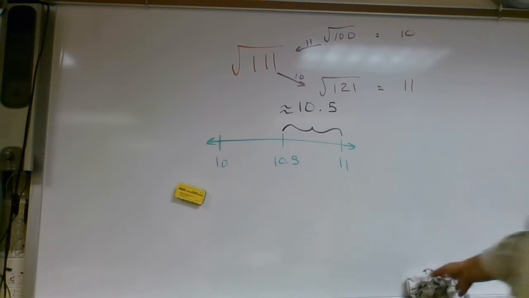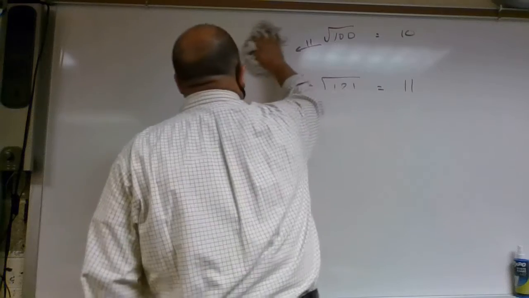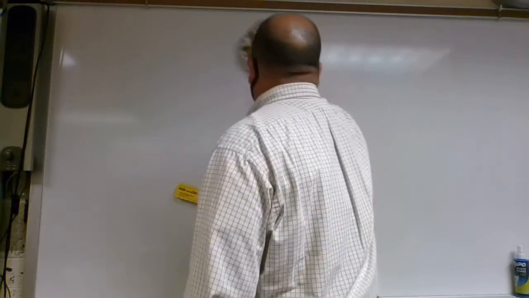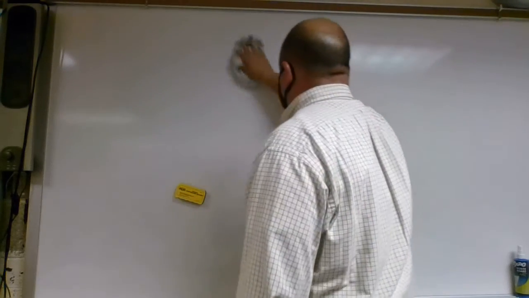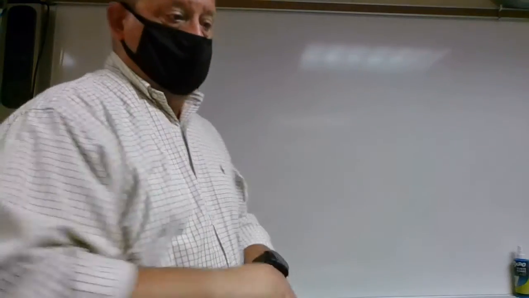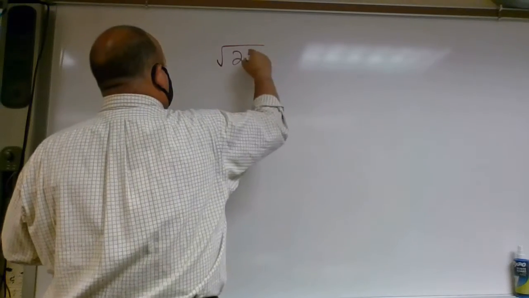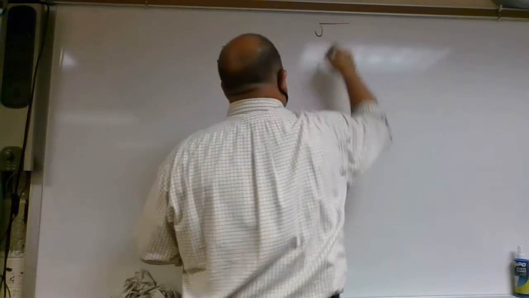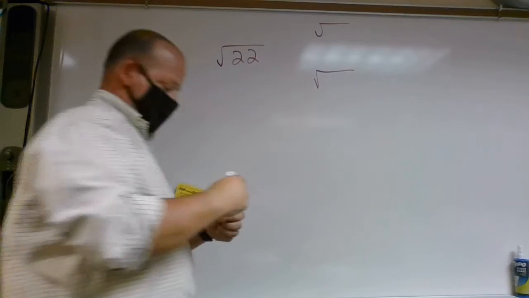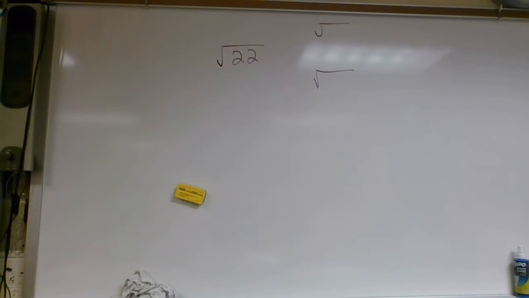We'll do one more, but then we're going to start doing the review of this entire chapter. I love perfect square roots. Love it. It's like higher level math for sure. Algebra 2. Square root of 22. Some of you already have that one done.